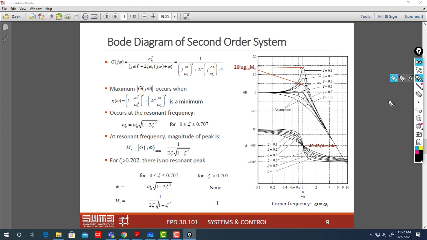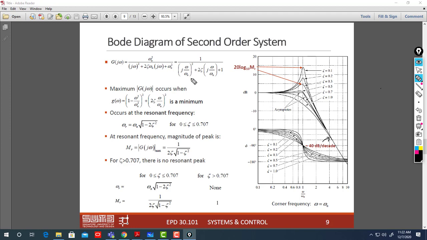This is also very important for system identification. If we find a system that has an asymptote at minus 40 decibel per decade, like here, and it has a peak this way, and we know it's a second order system, how do we find it? By looking at the magnitude, for example. How can I find zeta? You can find it by this peak.